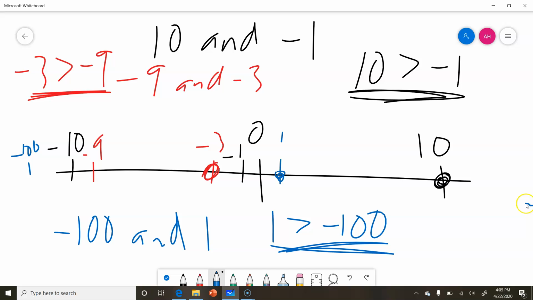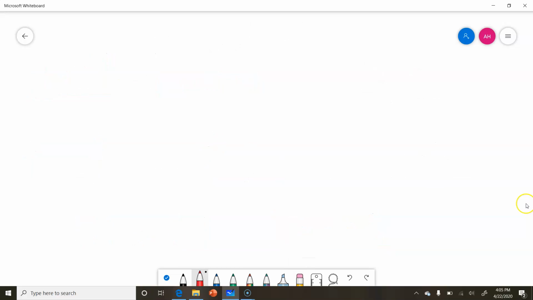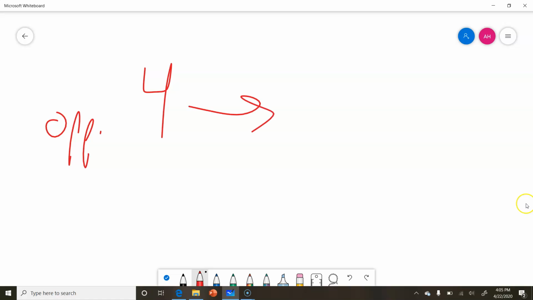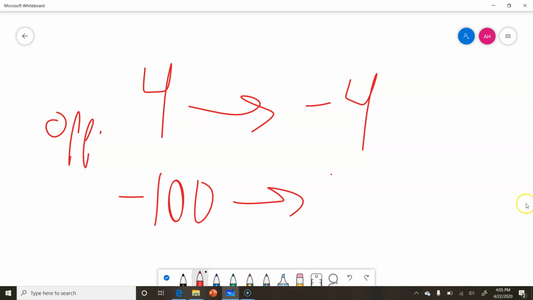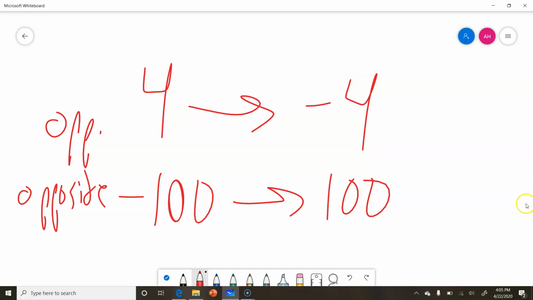One final review. If they ask you what is the opposite of 4, the answer is just negative 4. What's the opposite of negative 100? The answer is just 100. When they say the word opposite, you literally just change the sign. It's not super hard. So that's just a quick review on that part.